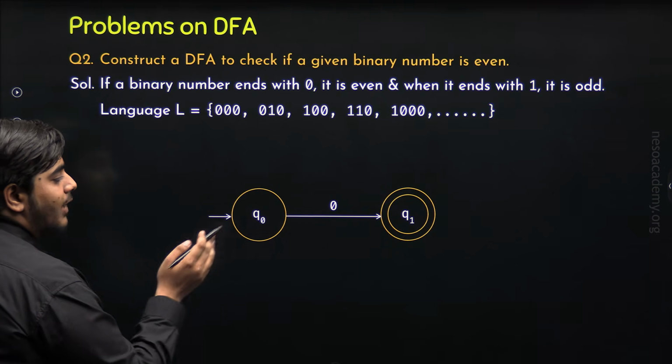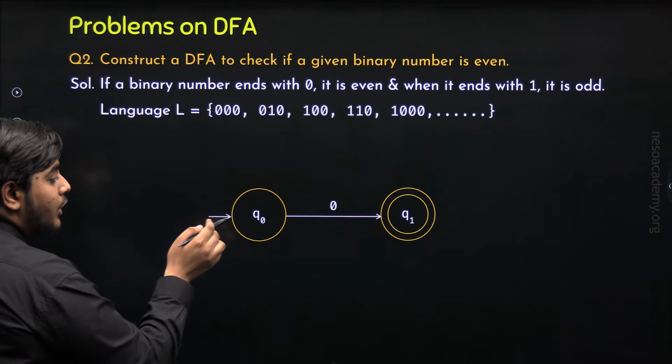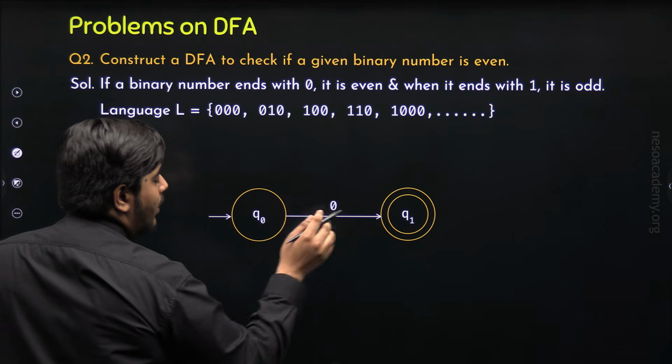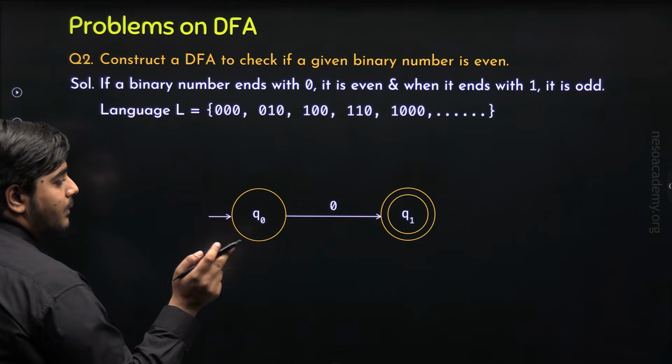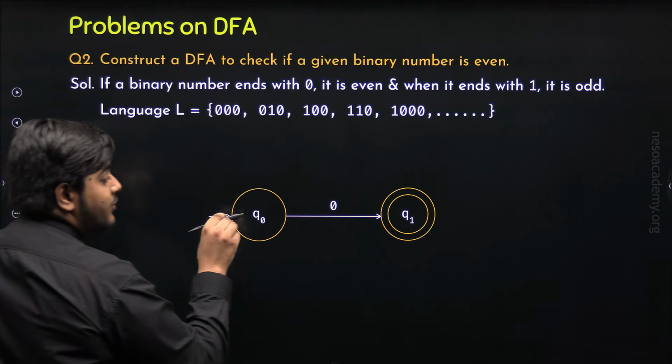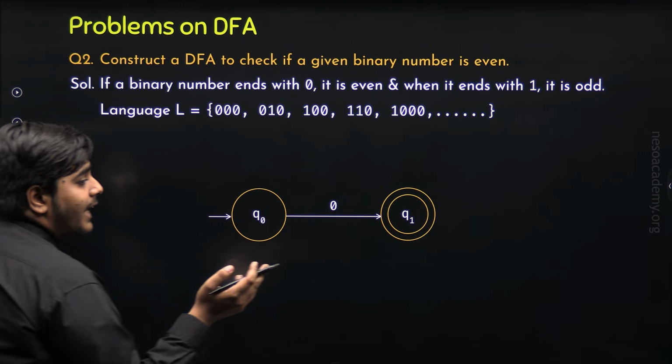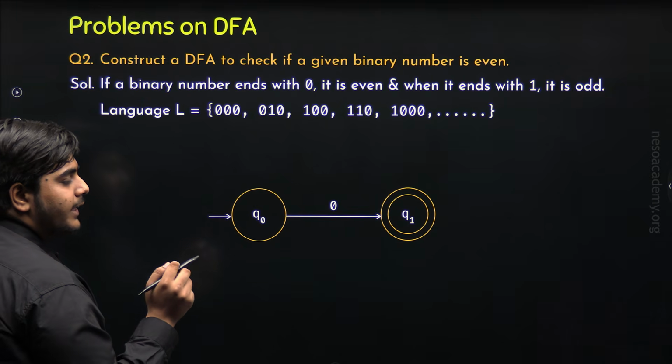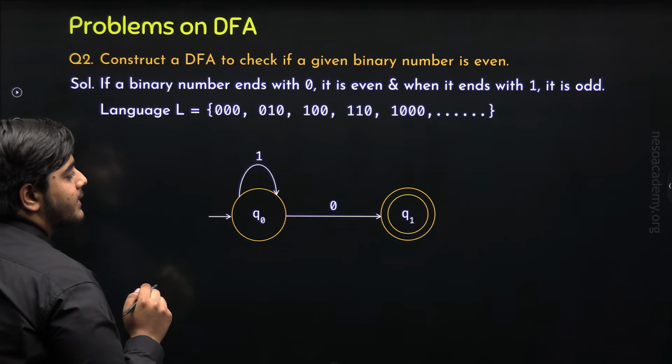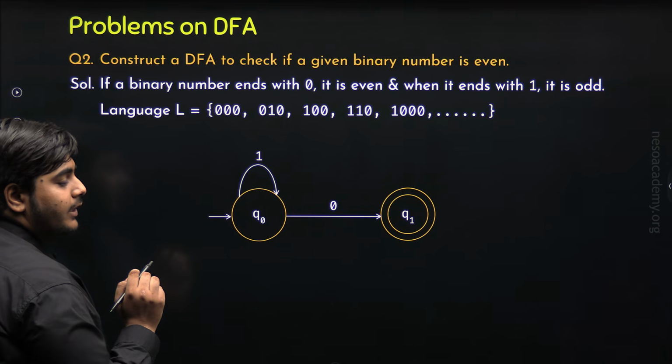Now we will complete the transitions for both the states. Q0 has a transition for 0, but it doesn't have a transition for input symbol 1. And if the string is ending with 0, we can have any number of 1s in the beginning. So we will simply create a self loop of 1 over the state Q0.